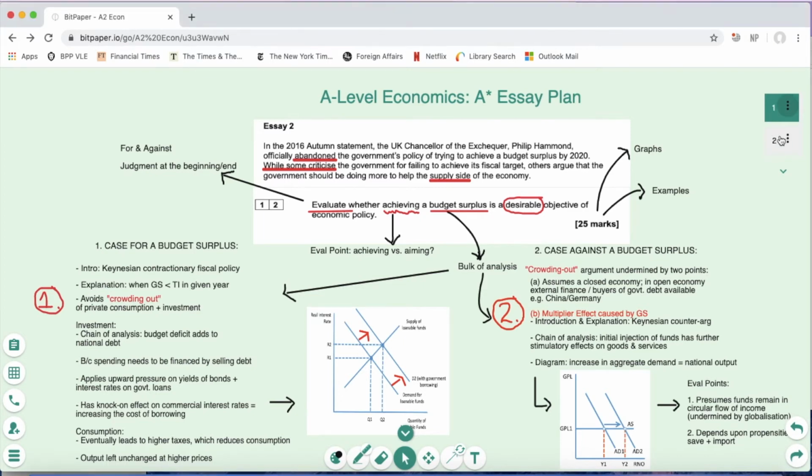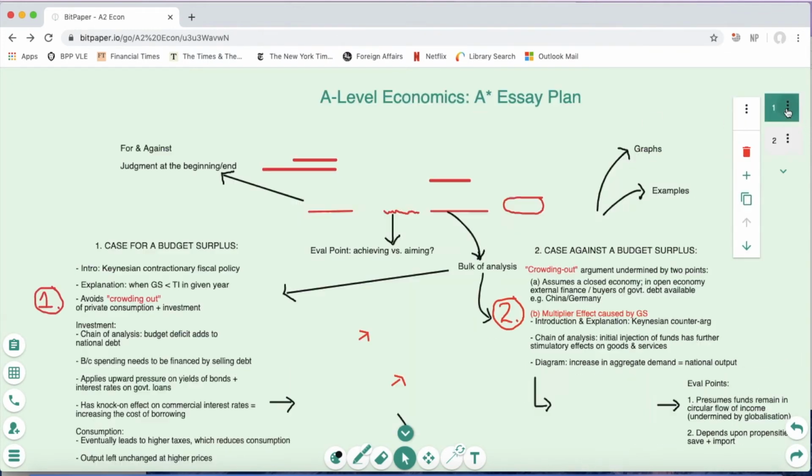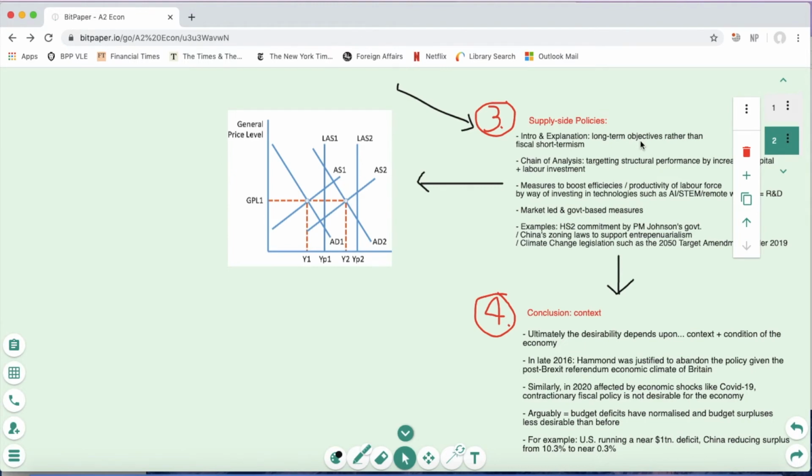So now onto the third argument, which would be supply side policies. Now, you may be thinking, okay, why do we need to talk about supply side policies? But if you're attentive, you may have picked up that they reference supply side policies or the supply side of the economy in this extract. And so it would be really good to engage with that, pick it up and discuss it, and you're firing away the marks here.